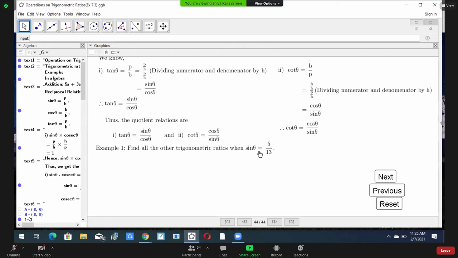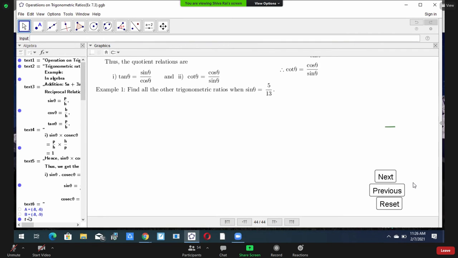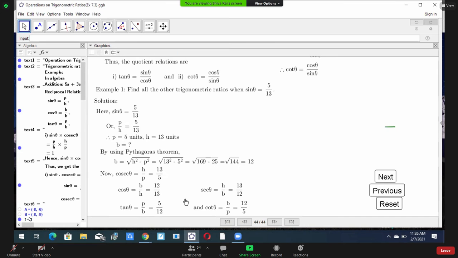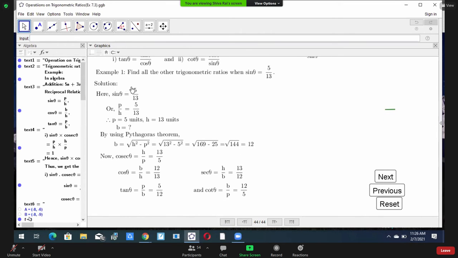Find all the other trigonometric ratios when sin theta equal to 5 upon 13. Everyone look here. Sin theta equal to 5 upon 13. So sin theta means P by S. In place of sin theta, we can write P upon S, which is equal to 5 upon 13. It means P equal to 5 units, and S means 13 units.